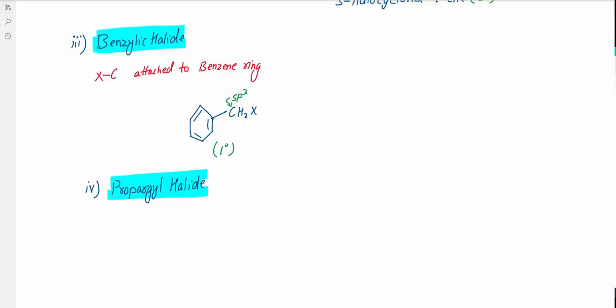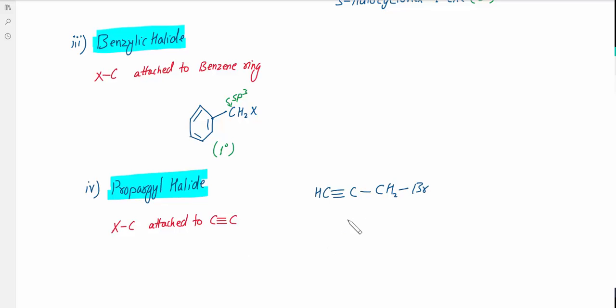So this X-C, where C is the sp3, is attached to a carbon which is having a triple bond with another carbon. So an example for this is again simple, say CH triple bond C, and that is having a sp3 carbon, and that will be connected to, say for example, here in this case bromine.